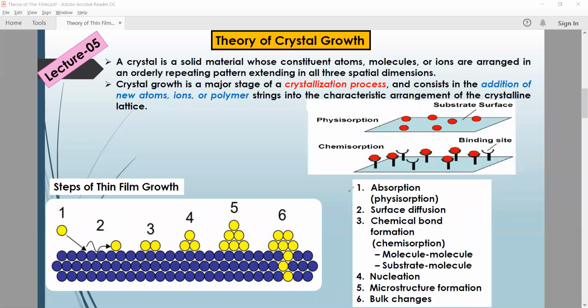That is the theory of thin film crystal growth. Today we discussed the points of adsorption, surface diffusion, and chemical bond formation, and tomorrow we will try to cover the point of nucleation. Okay, see you tomorrow.